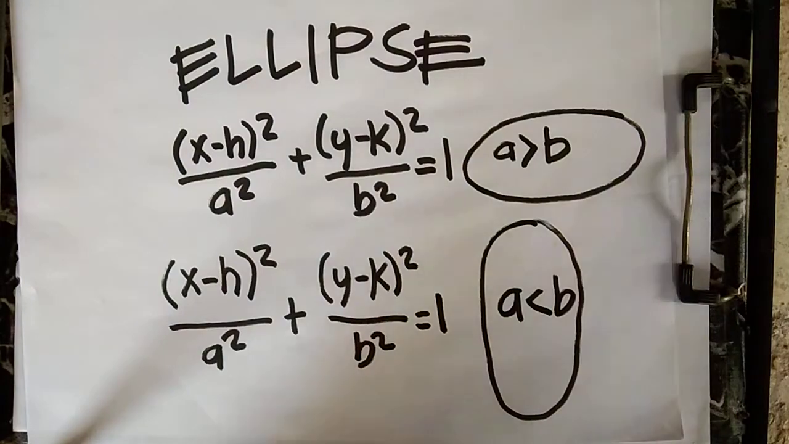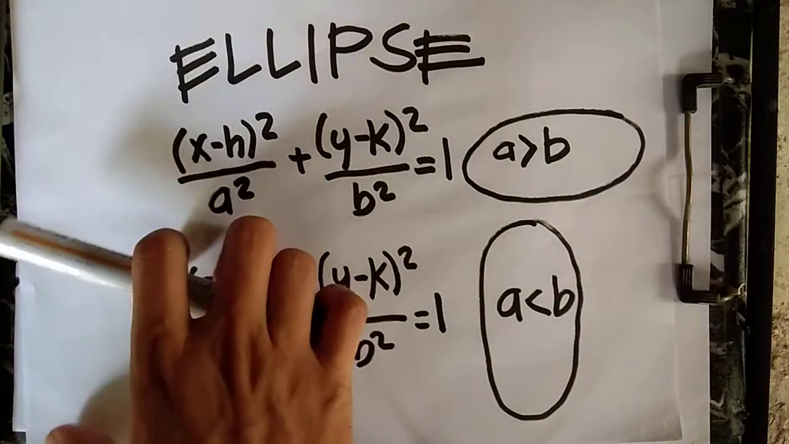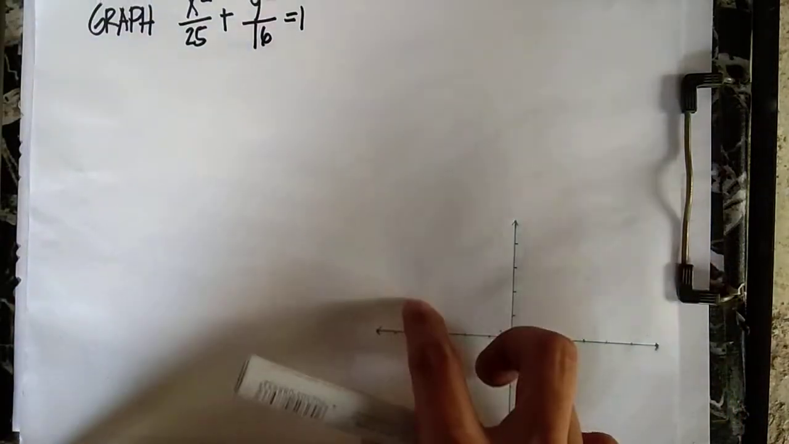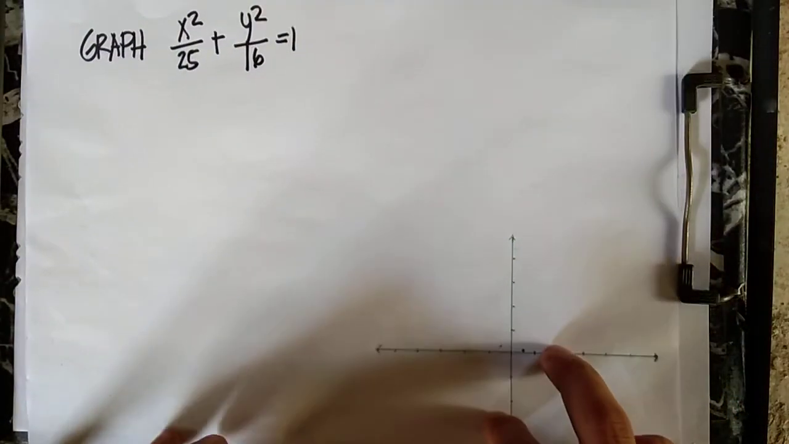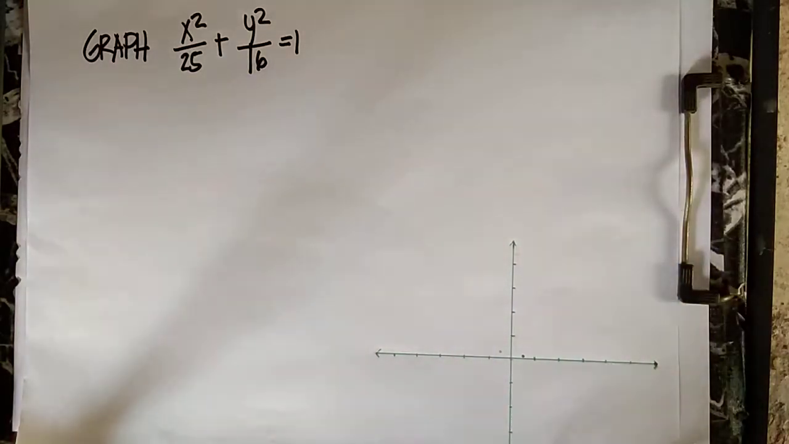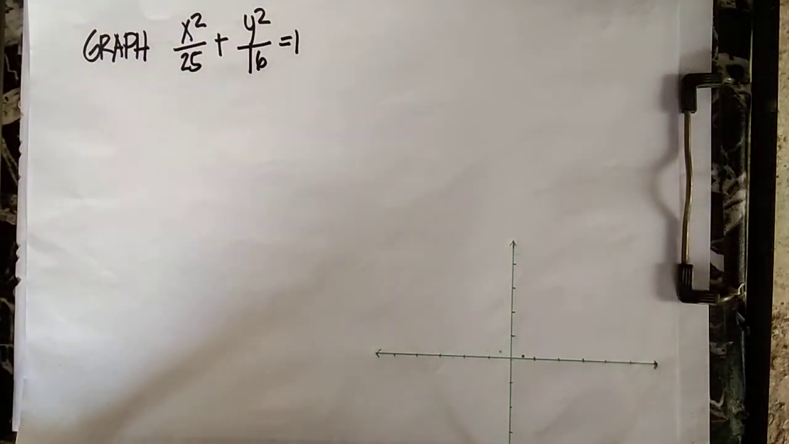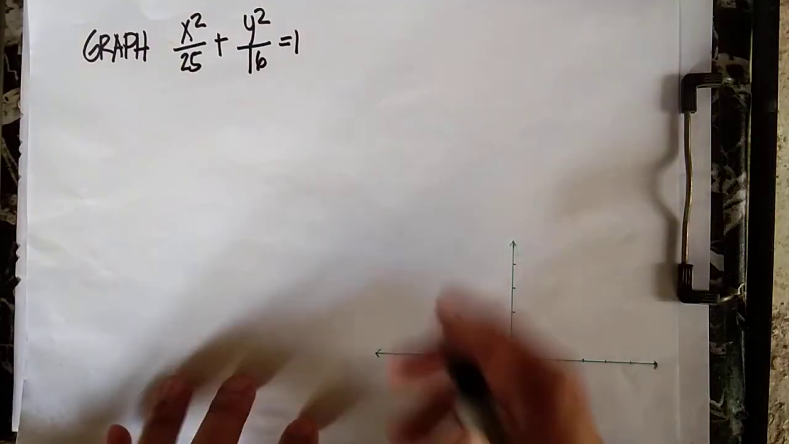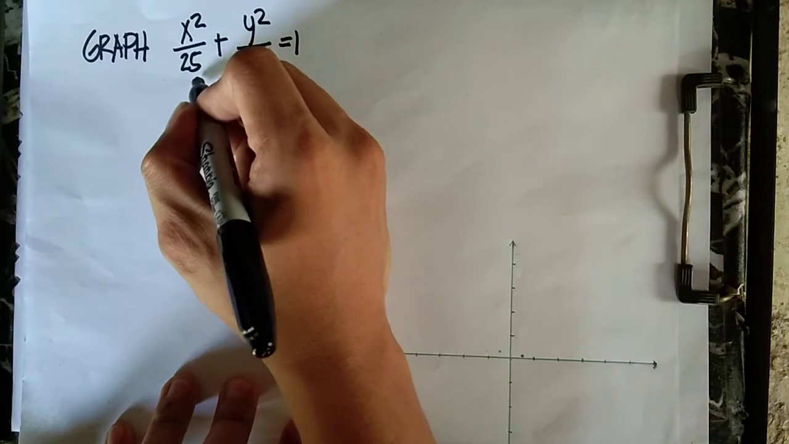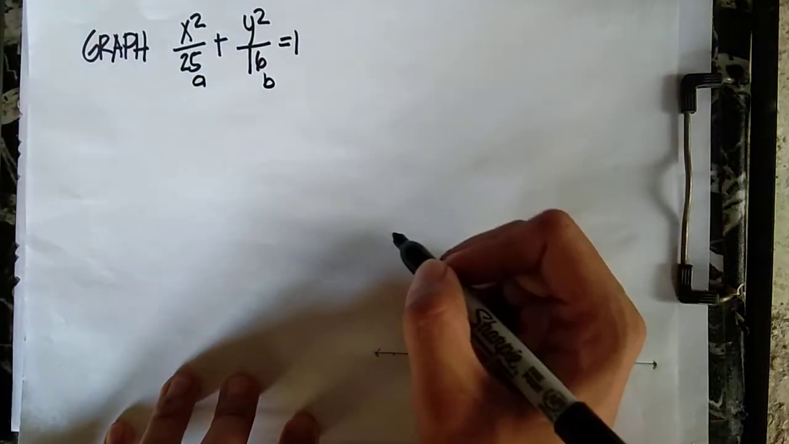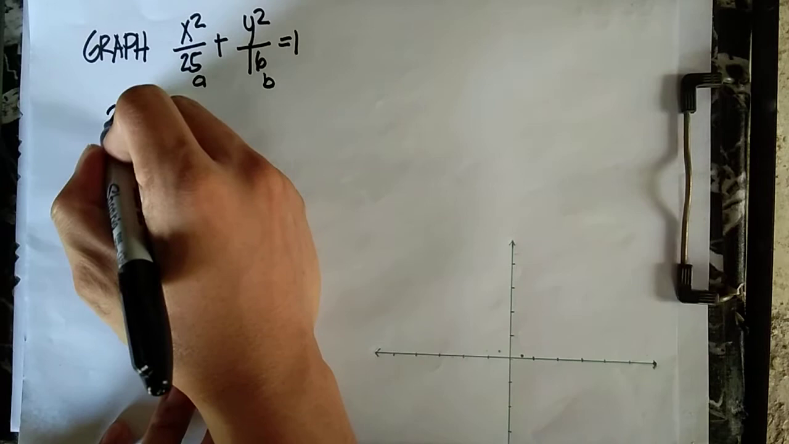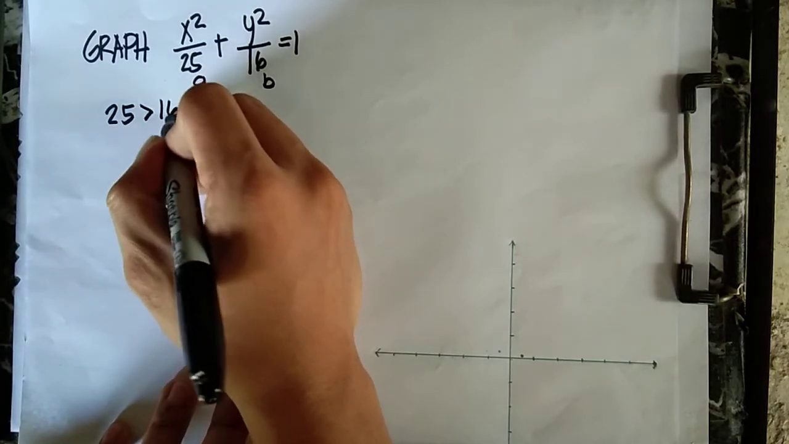So let's have first yung ating example. Let's graph x squared all over 25 plus y squared over 16 is equal to 1. So paano natin siya i-graph? First, let's determine kung ano yung mas malaki, yung a na 25 or yung b na 16. So all we know is that 25 is greater than 16.